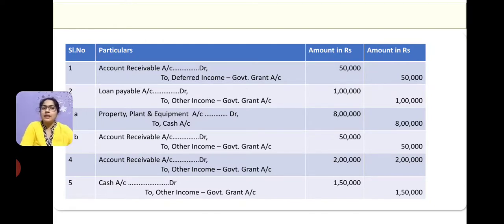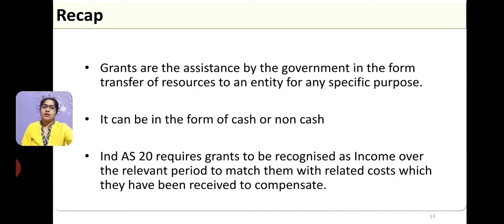Then the next one was about compensating the losses. Again, debit account receivable, credit to the other income. Then the last one, when the company has been given a cash grant, so debit the cash, credit the other income.